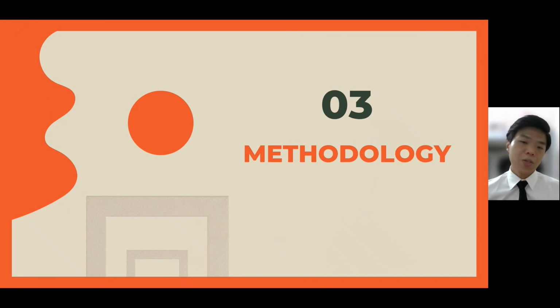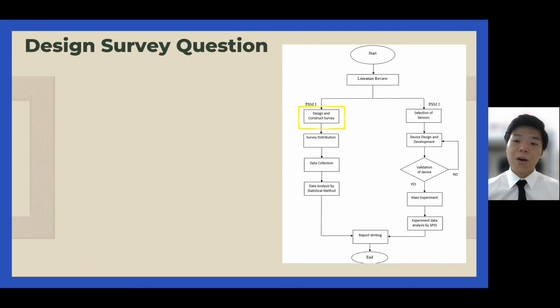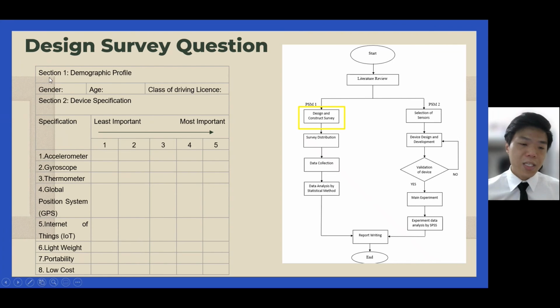Next to our methodology. So after the literature is done, we design survey questions, which are as follows. Section 1 is the demographic profile, which includes the gender, age, and class of driving license. And section 2 is the device specification, which needs the respondents to rate the importance of the specification. So there are 8 specifications listed here, and 1 represents least important, and 5 represents most important.